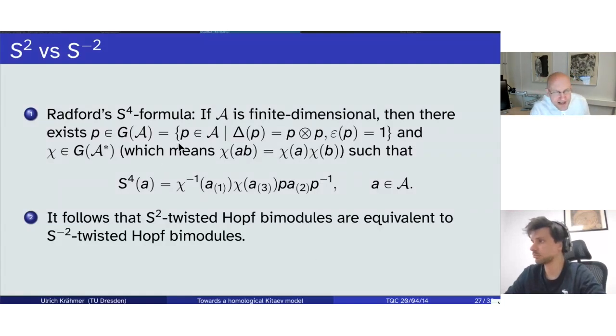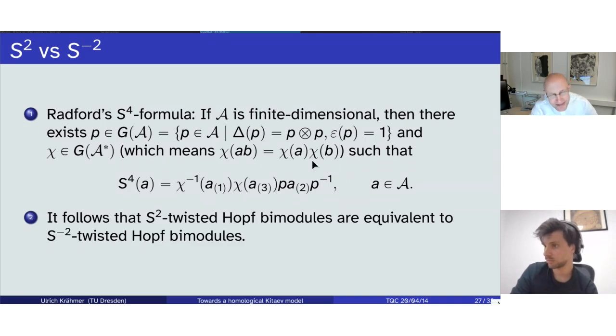So there's a group-like element small p in the Hopf algebra. So an element p such that its coproduct is just p tensor p, and epsilon of p is 1. And it then follows that this is an invertible element. And there's a group-like element in the dual Hopf algebra, which means simply a character on the original Hopf algebra, a one-dimensional representation, such that the fourth power of the antipode is conjugation by this element p and by that character, by which we mean this formula here.